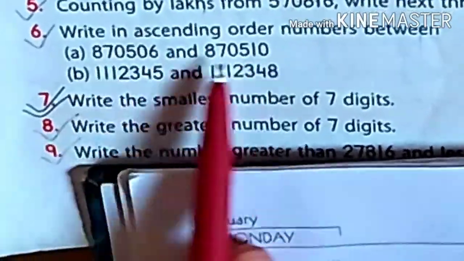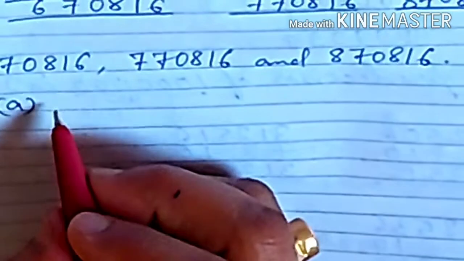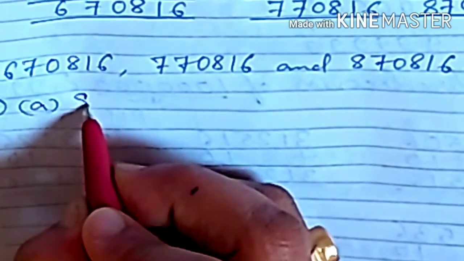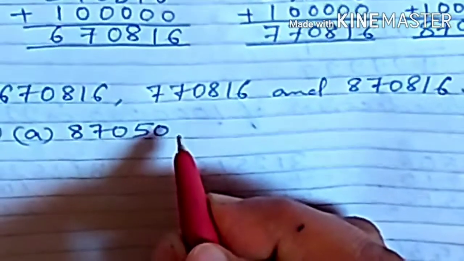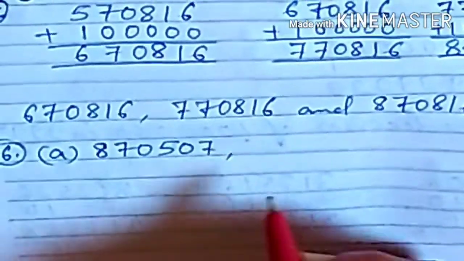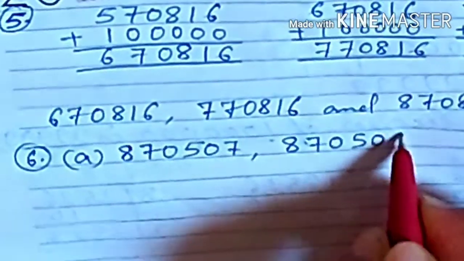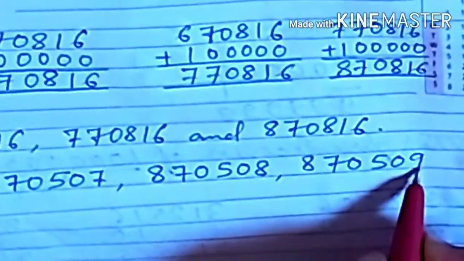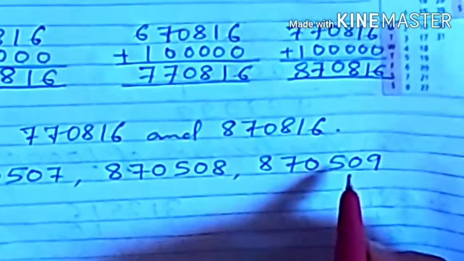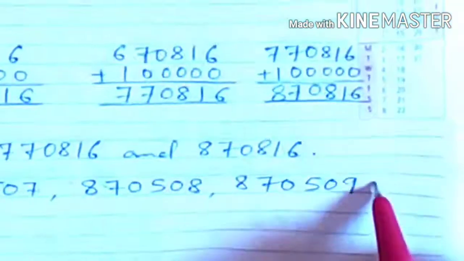Question number 6 is, write in ascending order the numbers between this and this. Numbers between this and this means numbers after this and before this. When we add 1 to this 6, we get 7. And when we add 1 to this number, we get 8,87,0509. And when we add 1 to this, we get 8,70,5110. So this was the answer.